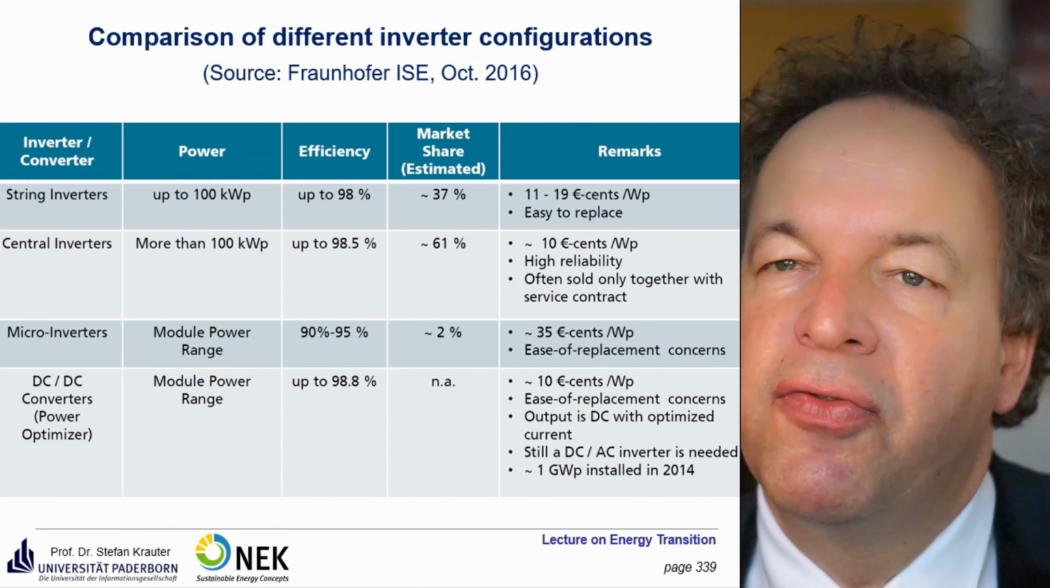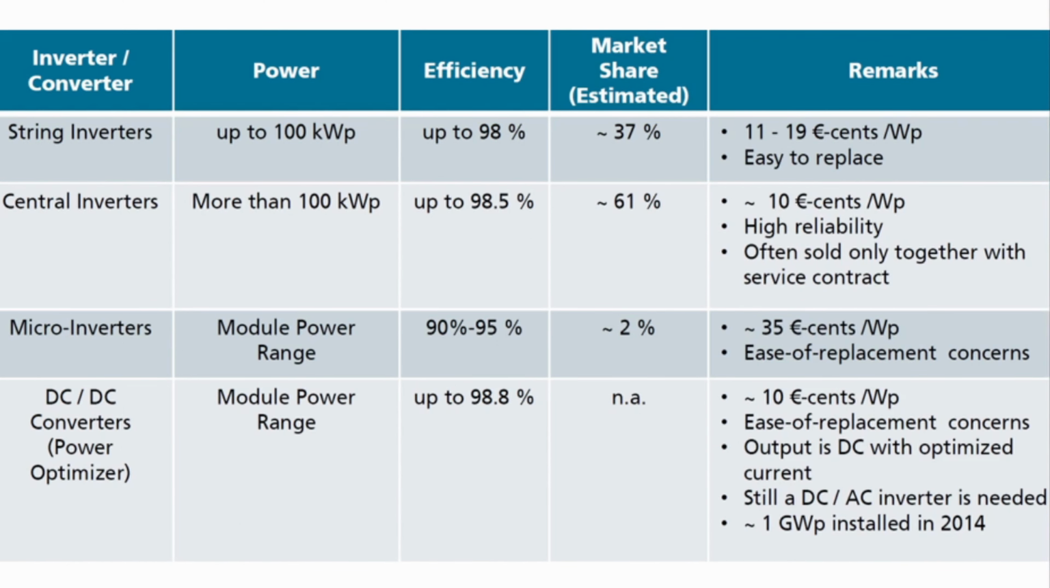Just as a quick overview, you see here the comparison of different inverter configurations. So you have the string inverters. They go up to a voltage of 1000 volts. So power is not more than 100 kilowatt or much less. Efficiency goes up to 98%. Market share is 37%.